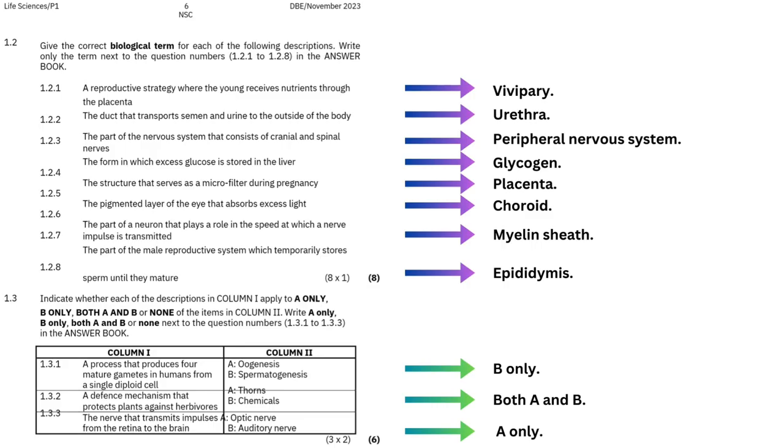1.2.4. The form in which excess glucose is stored in the liver. The answer is glycogen. 1.2.5. The structure that serves as a microfilter during pregnancy. The answer, placenta.